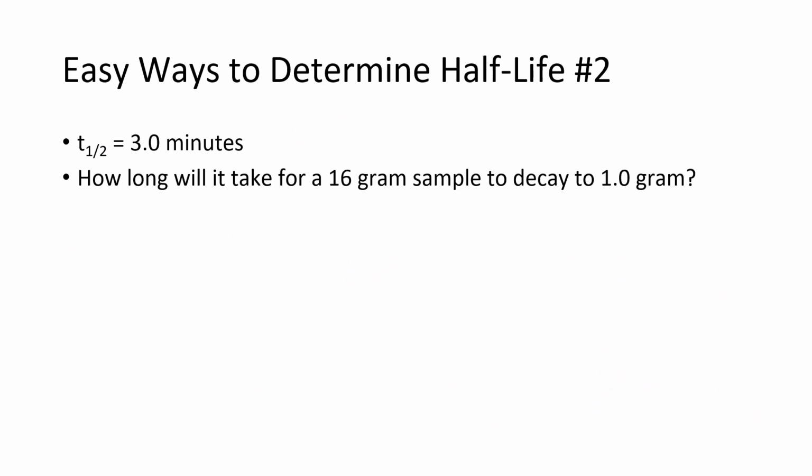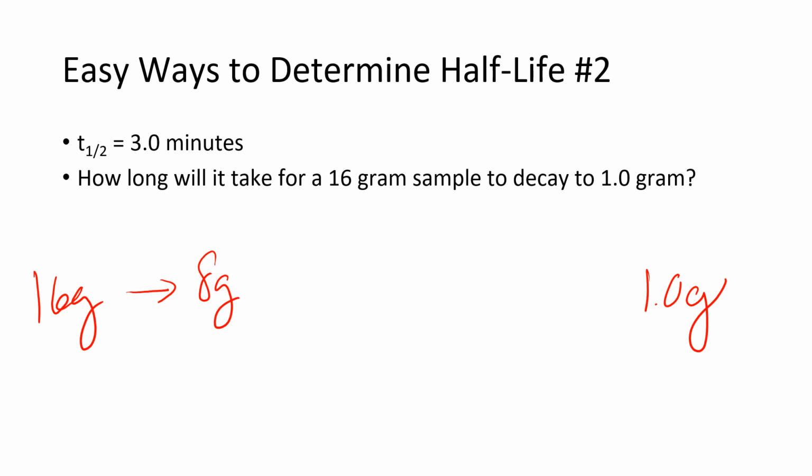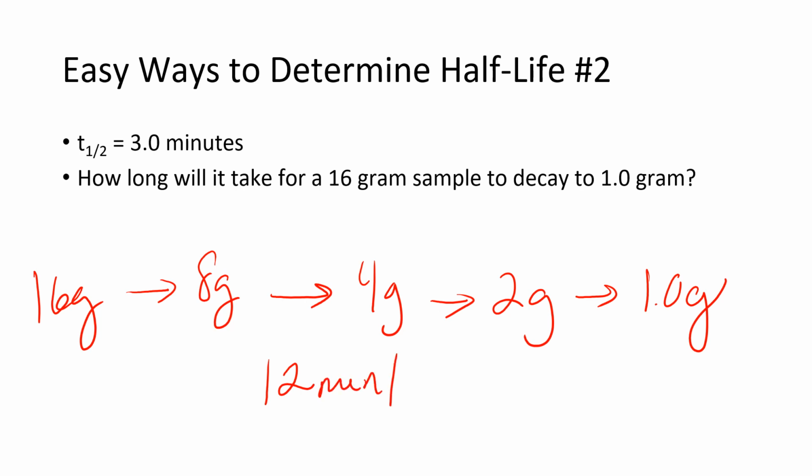The half-life is 3 minutes. How long will it take for a 16-gram sample to decay to 1 gram? Interesting, huh? So 16 grams, get all the way to 1 gram. How many half-lives? My first half-life, 8 grams. Second half-life, 4 grams. Third half-life, 2 grams. Fourth would be 2 to 1. So this is going to be a total of 4 half-lives, which is 12 minutes. 3 times 4.